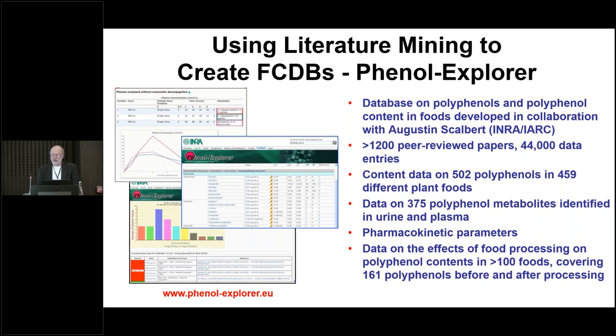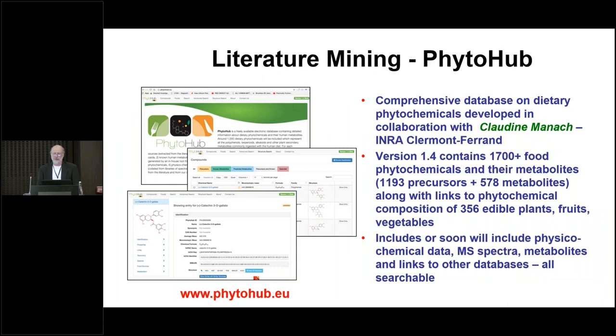We've also looked at the polyphenol metabolites, gathered information on the pharmacokinetic parameters, and then also the effects of food processing on polyphenols. It's been a while since we last updated it, but this is one of our earlier attempts, in a sense, at a food database. We've also worked with Augustin's collaborator, Claudine Manach, at INRA Clermont-Ferrand.